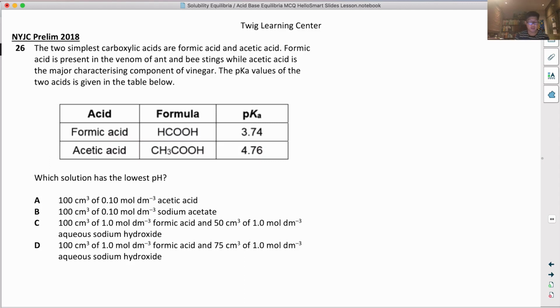There are two acids, formic acid and acetic acid. Which solution has the lowest pH? So generally over here, I have acetic acid. So how to calculate the pH of acetic acid?